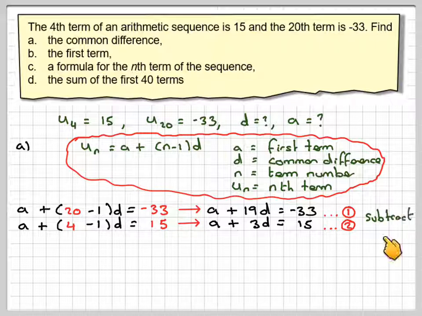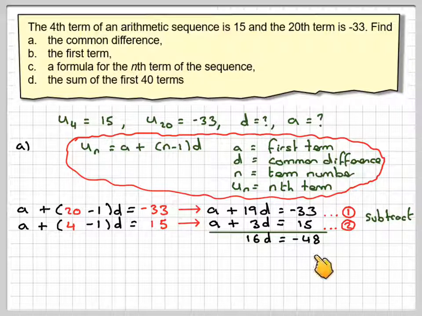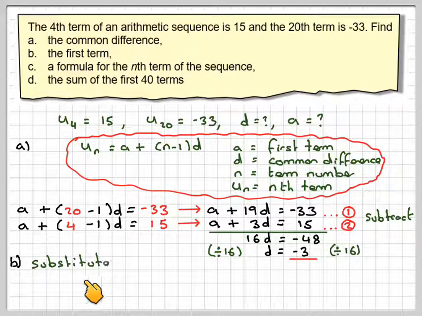So, if we now subtract, we do a minus a, we get nothing. 19 minus 3, we get 16d. Minus 33 minus 15, be careful with your negative numbers, makes minus 48. We divide both sides by 16, and we get d is equal to minus 3. So my common difference is minus 3. That's part A.